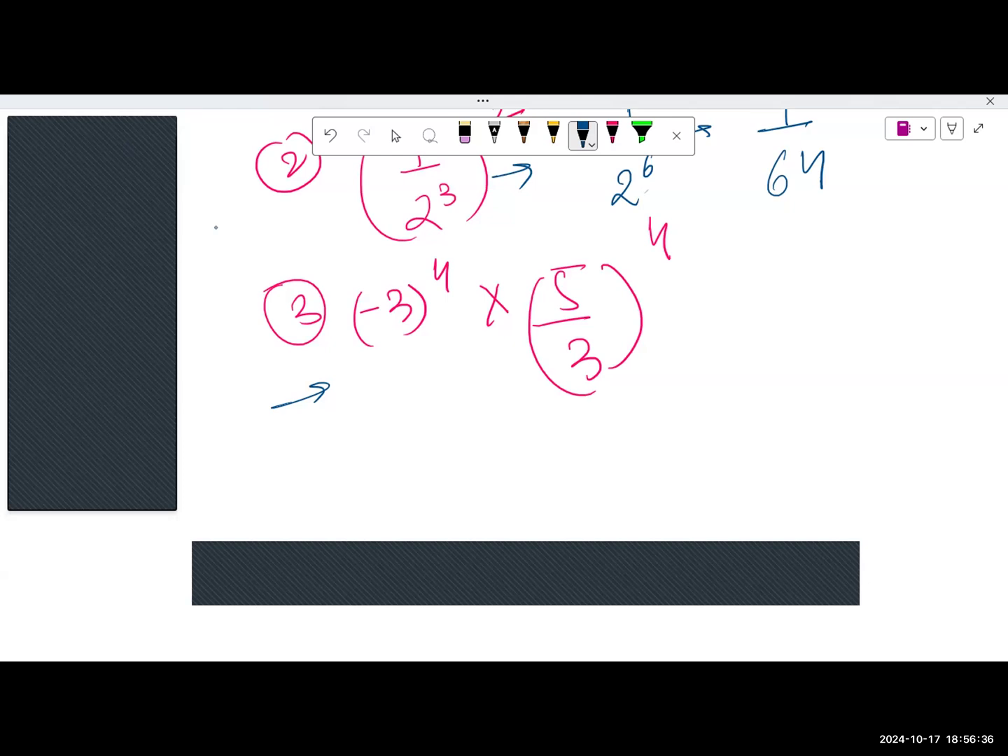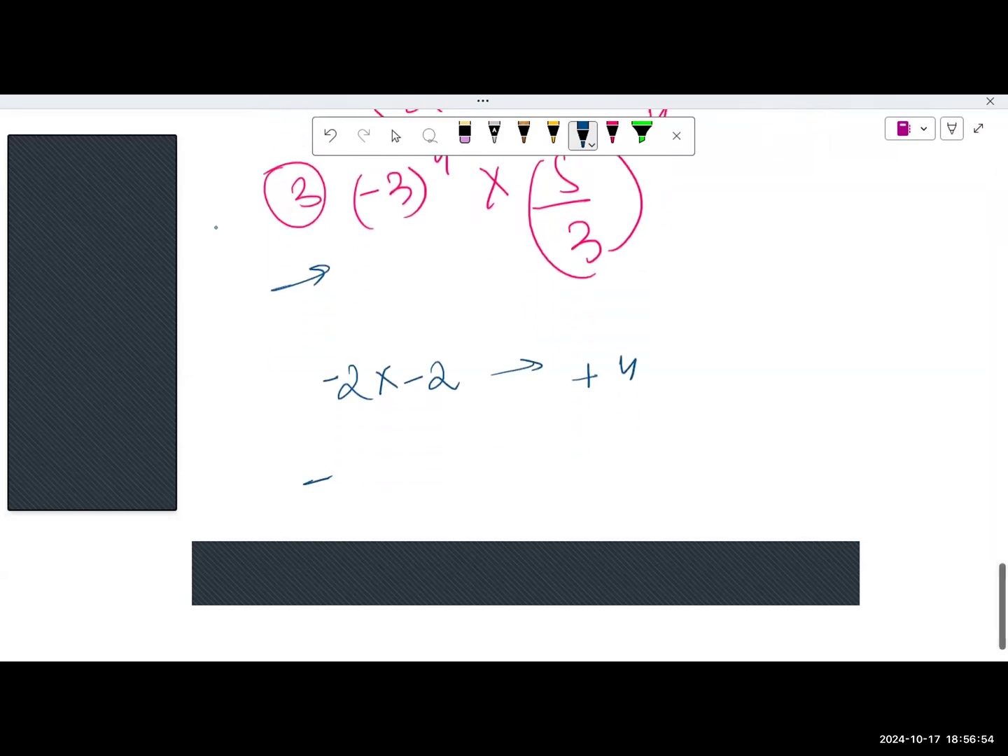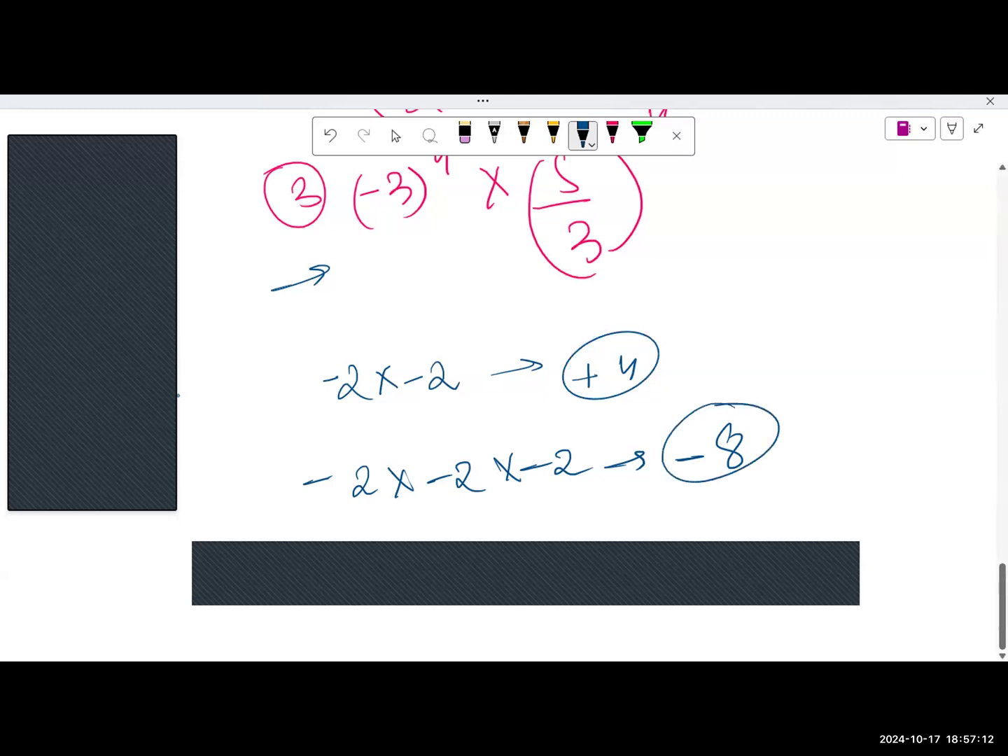Okay, do you hear me? See, for example, you have negative 2 into negative 2, right? When you multiply a negative number an even number of times, you get a positive number only. It will be positive 4. Now, if you multiply an odd number of times, minus 2 into minus 2 into minus 2, what will you get? You will get negative. So whenever the power is even, you will have a positive answer. Whenever the power is odd, you will have a negative answer.